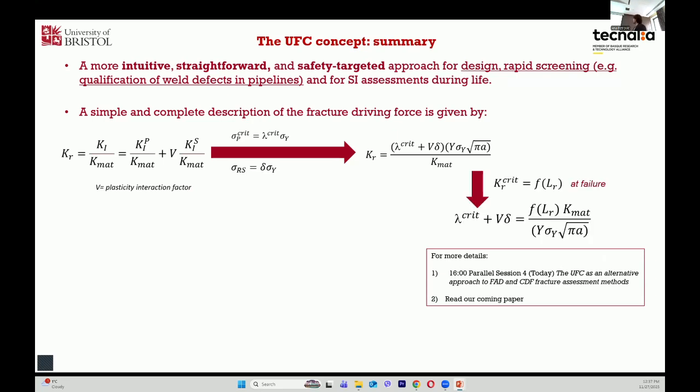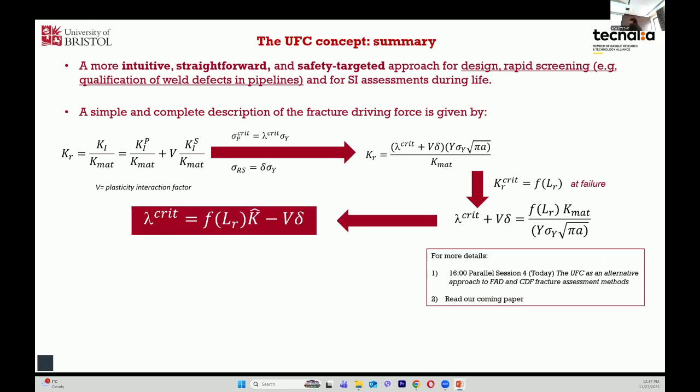At failure, we can say that KR, the value at the critical condition, is FLR in an FAD framework. So we can change KR and rework this equation to get primary and secondary stresses as a function of configuration and critical conditions. As I said, more details about this in our coming paper.